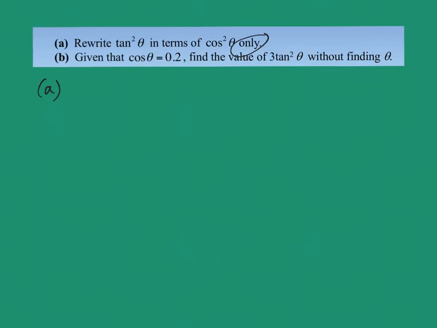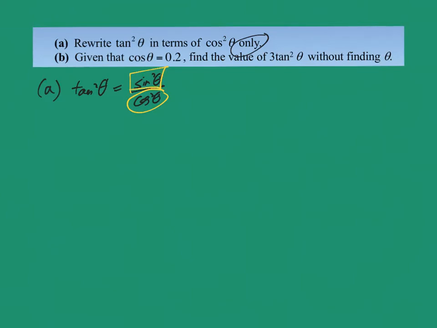Now, when you see tangent theta, remember, as I said before, you need to change tangent to sine over cosine. Therefore, tangent square theta is equal to sine square theta over cosine square theta. Now you can see the denominator is cosine square theta already. That means I just need to change sine square to cosine.